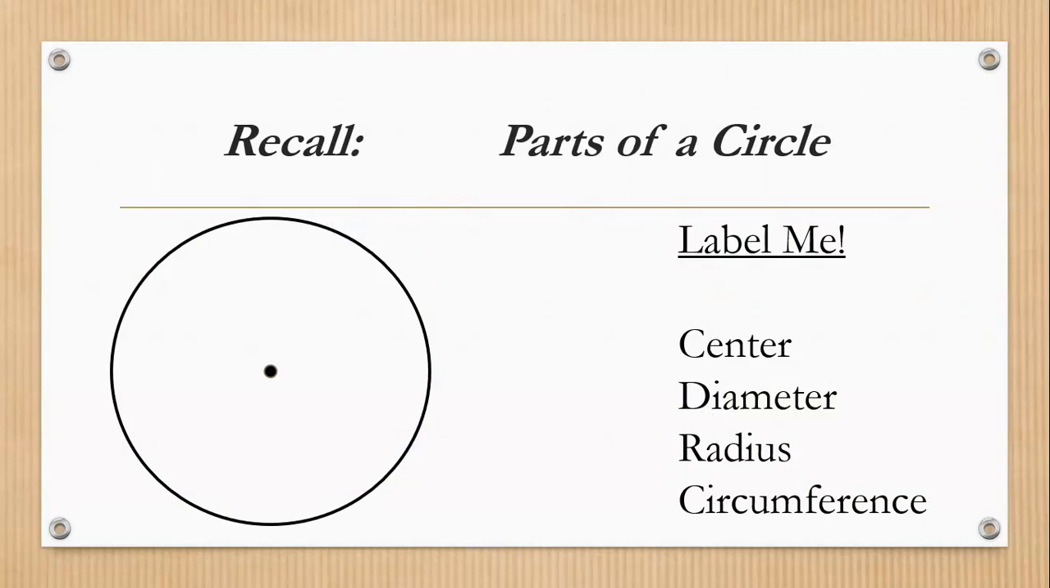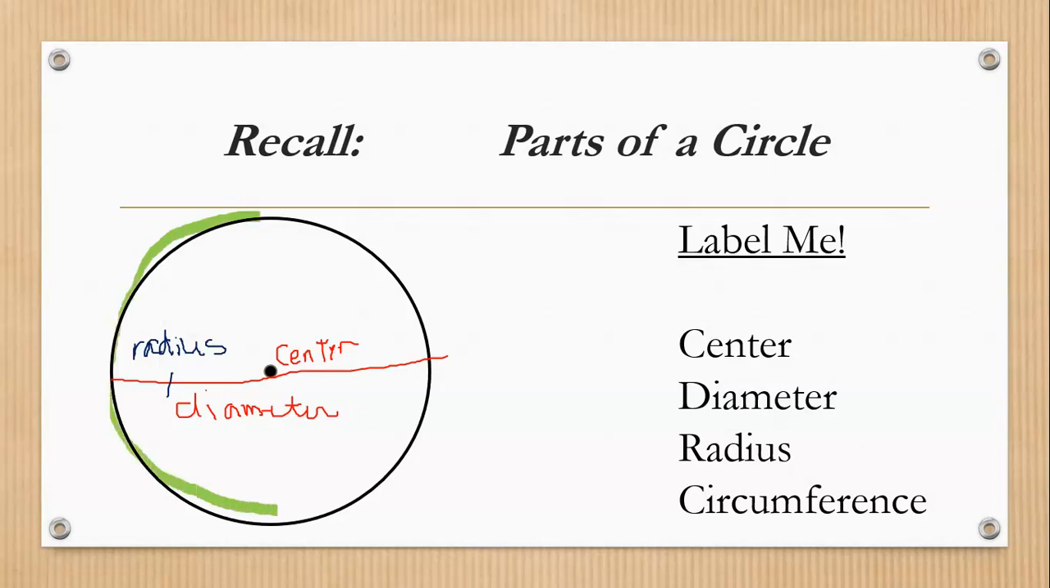All right, so let's recall the parts of a circle. You guys, I'm sure, can do this in your sleep. This middle point here is called the center. The distance all the way across through the center is the diameter. And remember, half of that distance is called the radius. And lastly, we have the circumference. That's the distance all the way around the outside of the circle.